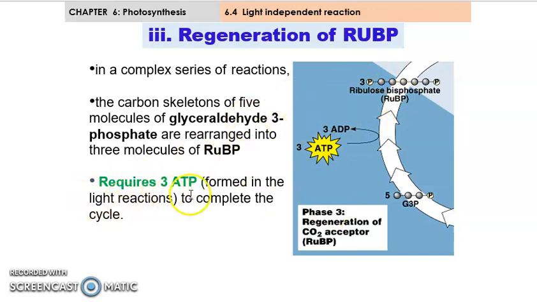it will require 3 ATP. So formed in the light reaction. So this ATP also will be produced in light reaction or light dependent reaction, okay, to complete the cycle. So means that ribulose bisphosphate will be regenerated again. So kalau nampak perkataan carbon dioxide acceptor, okay, so carbon dioxide acceptor in this case adalah ribulose bisphosphate lah.